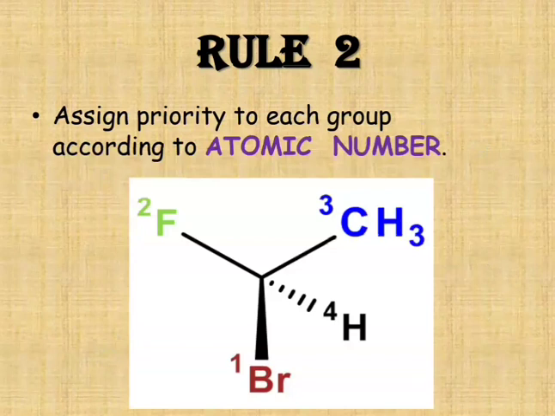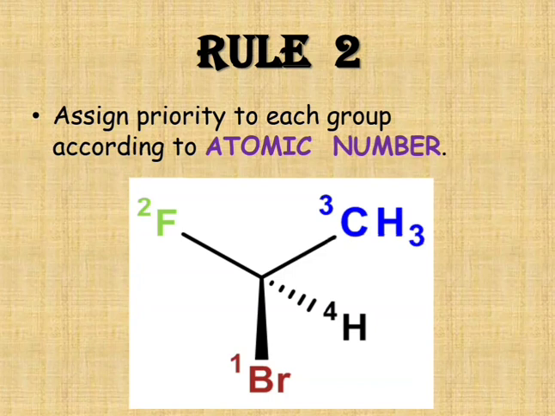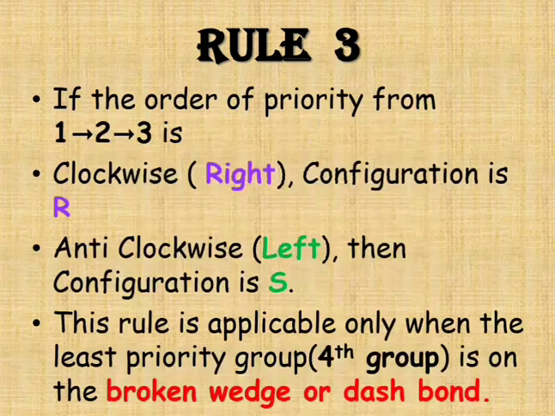Rule number 2 is to assign priority on the basis of atomic number to all the four groups directly attached to the chiral carbon atom. Here in this example, we can see that the carbon atom is attached to bromine, fluorine, methyl and hydrogen. Hence, the carbon is called a chiral carbon atom. The bromine has the highest atomic number, hence it gets the first priority. Then the fluorine, then the methyl, and the least priority goes to hydrogen, that is fourth.